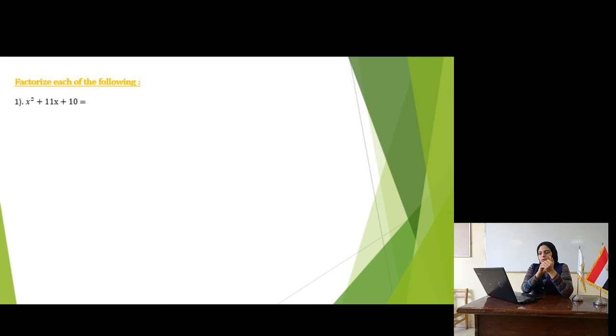Why 10 and 1? You will ask me, if you have 10, we can factorize 10 into 2 and 5. But the sum of 2 and 5 equals 7. And here, the middle term equals 11. So we will need two numbers multiplied by each other to give 10, and the sum of them equals 11. So we will choose 10 and 1.